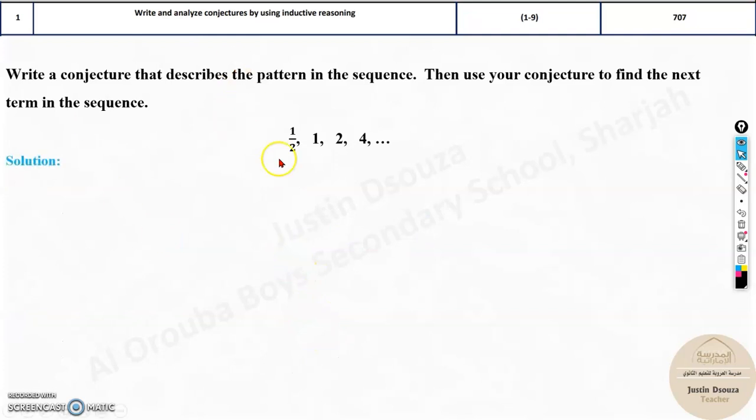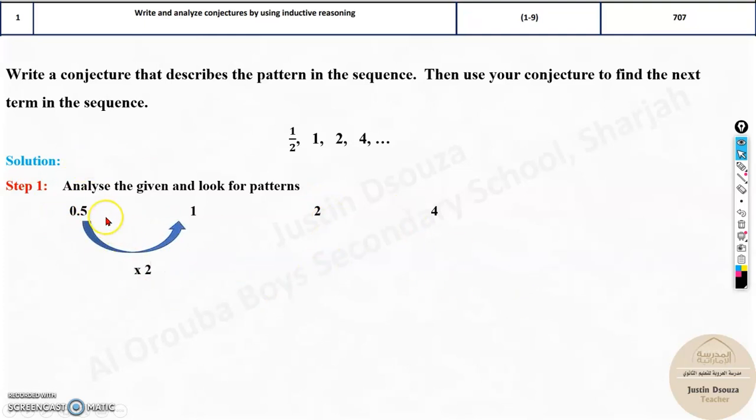Now let's see another problem where there are numbers. You can see there's the number half, then 1, 2, 4. What would be the next number? Again, write them and analyze the pattern over here. It's 0.5, 1, 2, 4. If you can see, you're multiplying by 2, isn't it? Over here also it's multiplied by 2. Again, it's multiplied by 2.